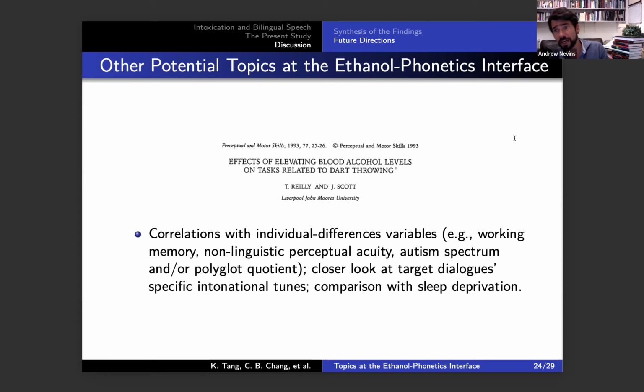Also anticipated by a number of questions, such as Camille's, is the question of what other individual differences one might look at, in terms of working memory, in terms of perceptual acuity outside of linguistics, and a number of other quotients. And finally, something that forensic linguistics does look at a lot is sleep deprivation. What are the parallels between the effects of alcohol on speech and sleep deprivation on speech?